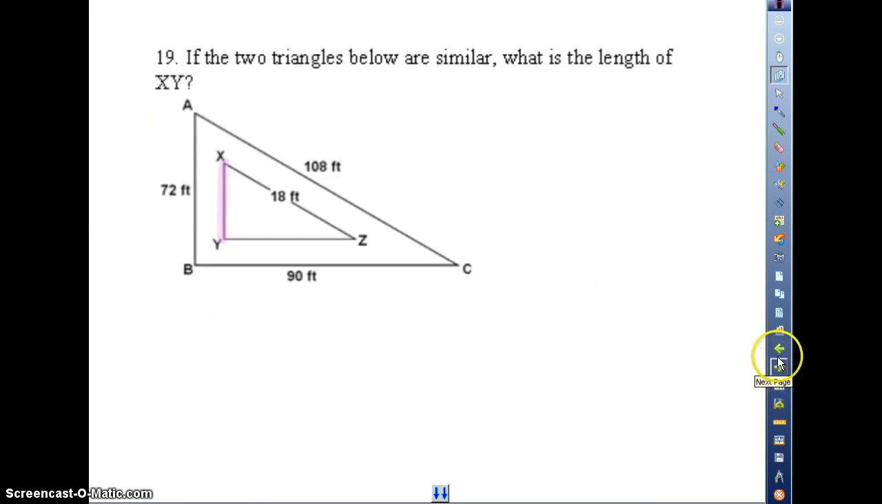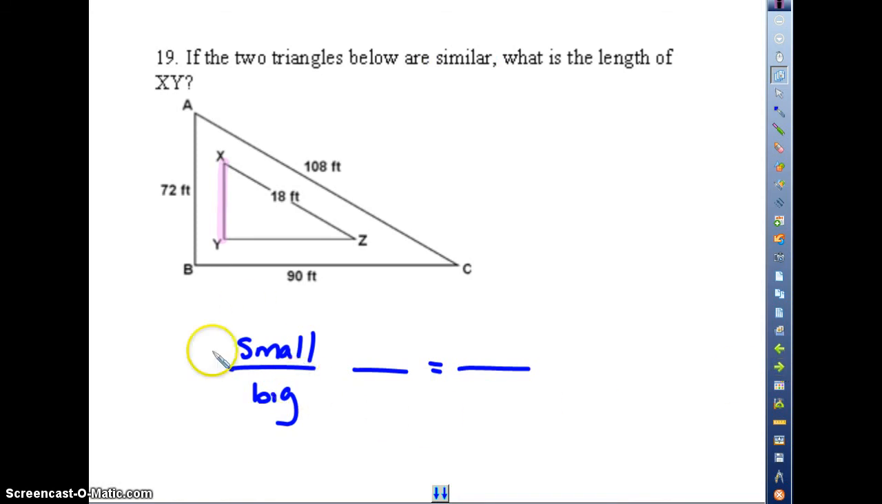Number 19, if the 2 triangles below are similar, do you guys know the symbol for similar is this little squiggly line? You better know that symbol. Okay? If the 2 triangles below are similar, what's the length of xy? This length right here. Well, if they're similar, side lengths are proportional. Set yourself up a proportion. Don't forget your word ratio and start filling in the blanks.